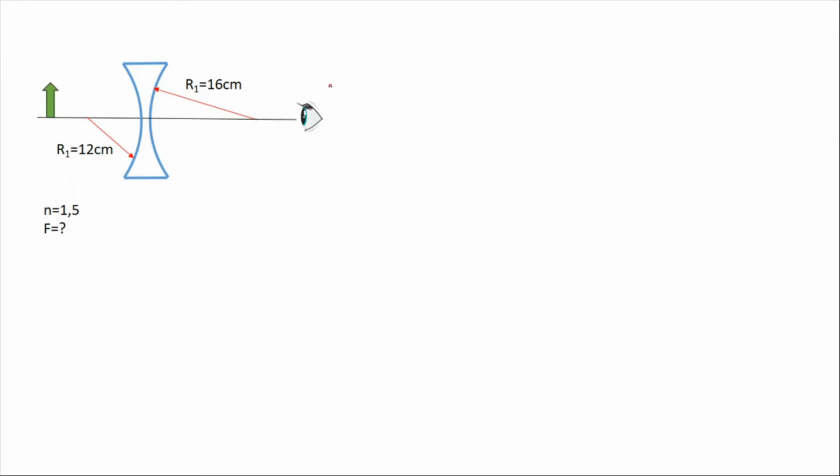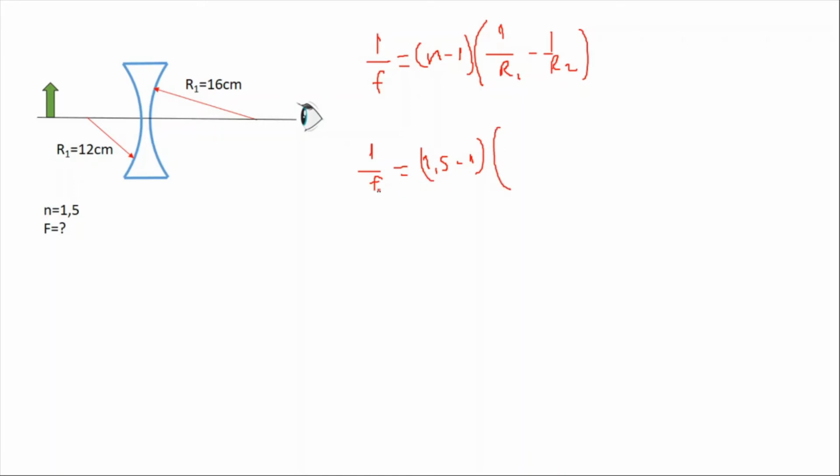Let's write this again in air. We are going to write 1 over f is equal to (n minus 1) times (1 over r1 minus 1 over r2). So 1 over f equals, the index of refraction is 1.5 minus 1, and we are asked to find f. We need to write the sign for the radii. R1 is, as you see, the front surface, which is concave toward the object. It will be negative 12.